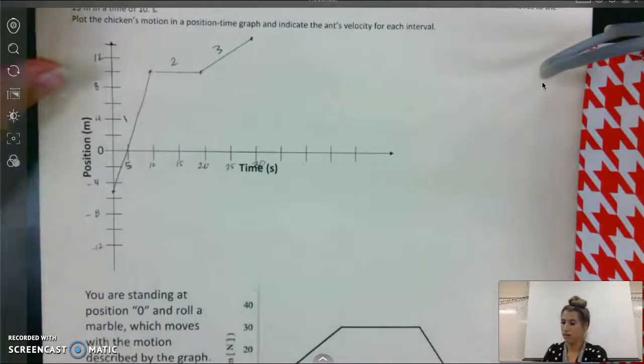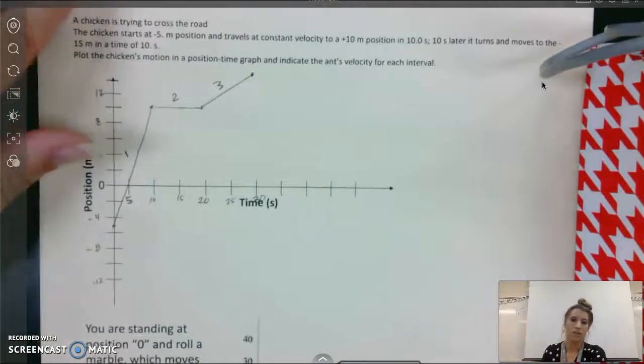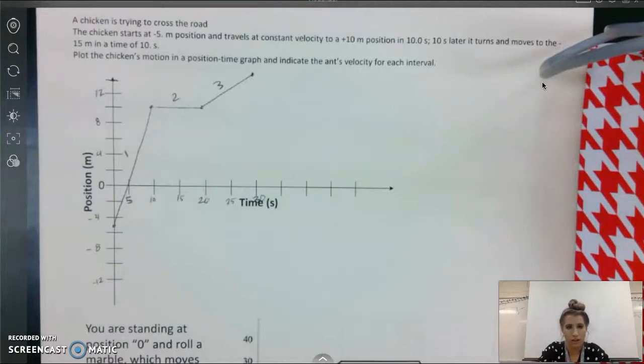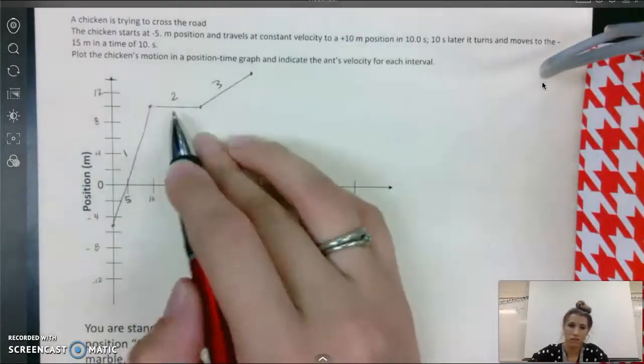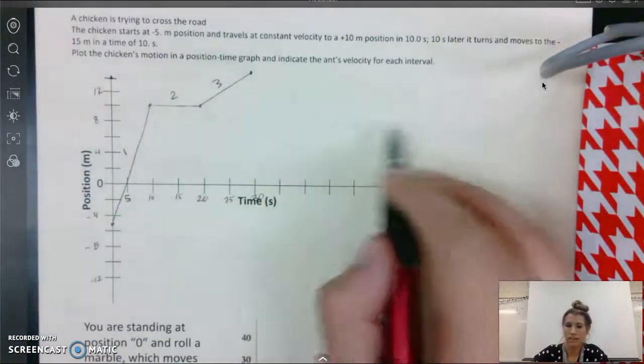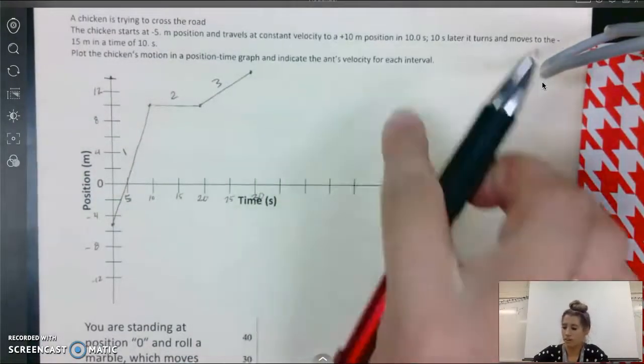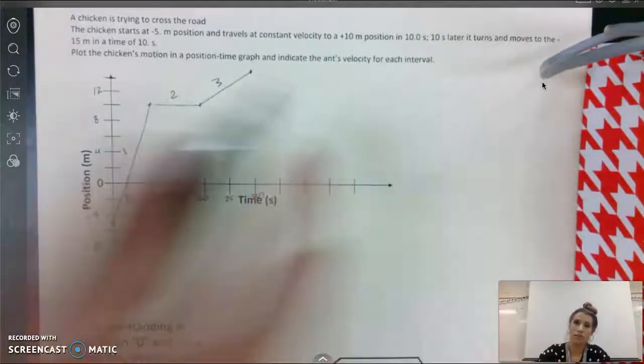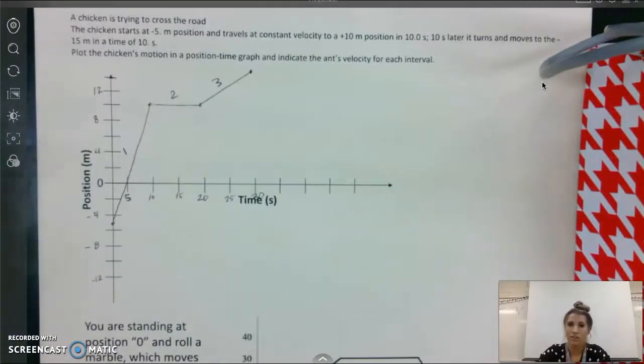Before we run out of time on this video recording, this is where I'm going to hit pause and come back. When we watch the next video, that's when we're going to determine the velocity of each of these sections. So try it on your own first and then come back and let's compare how your answers relate or how close they are to us working through it together on the video, okay?